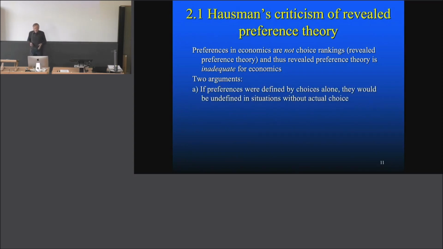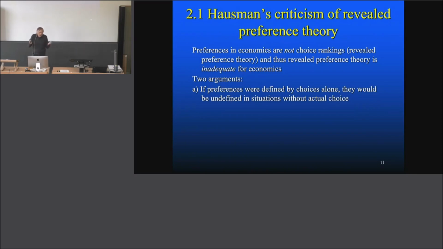Let's look at the arguments and not do sociology or psychology. Now, the two arguments are the following, and they're not stupid arguments. They're quite good, and one has just to be clear how to counter them, possibly. Now, the first argument is, if preferences were defined by choices alone, so you can only ascribe a preference to someone once this person has made a choice, right?